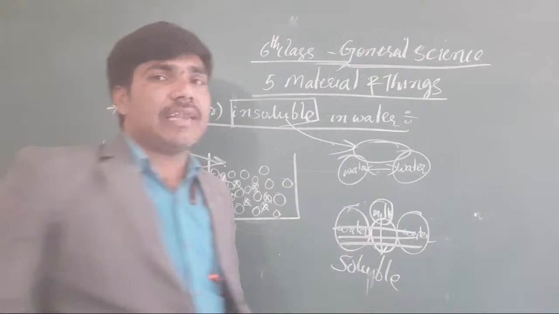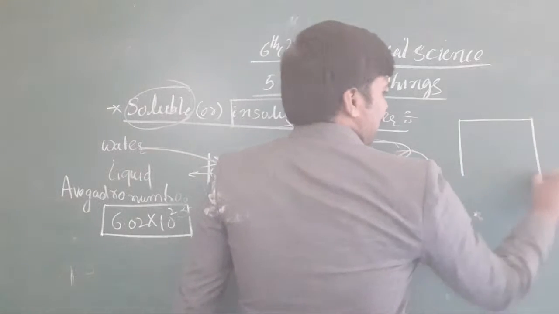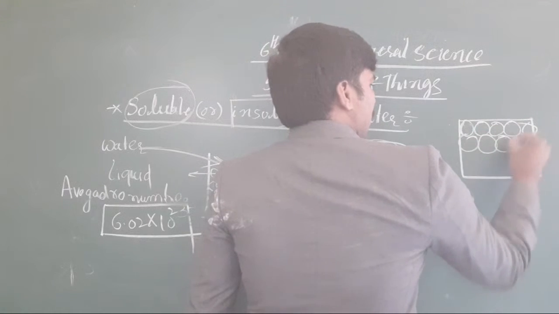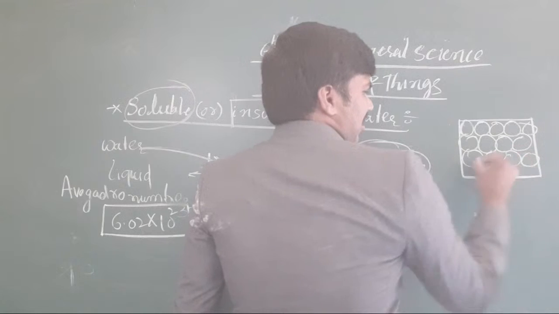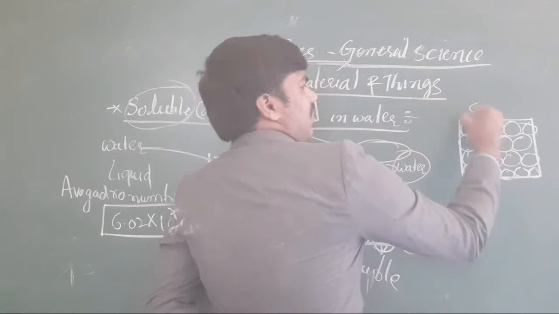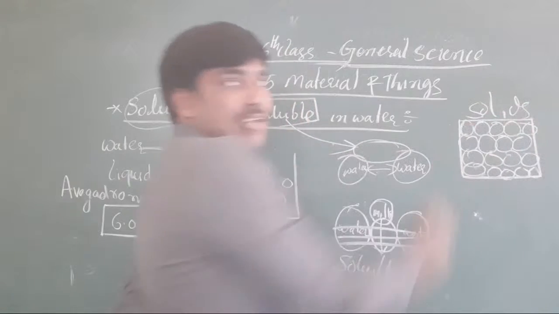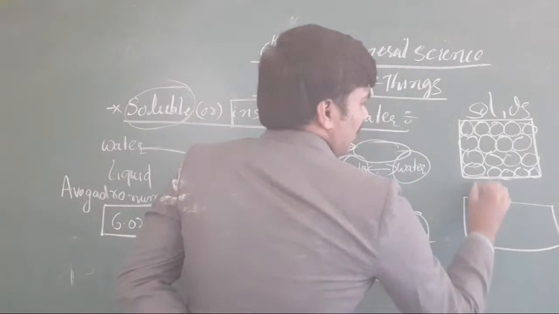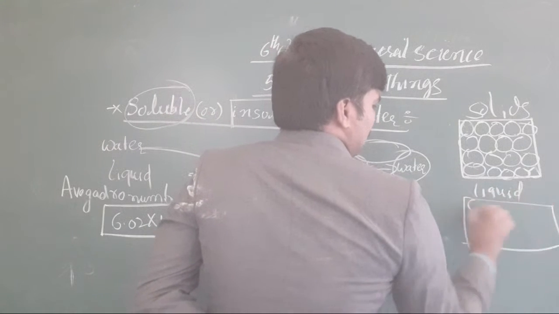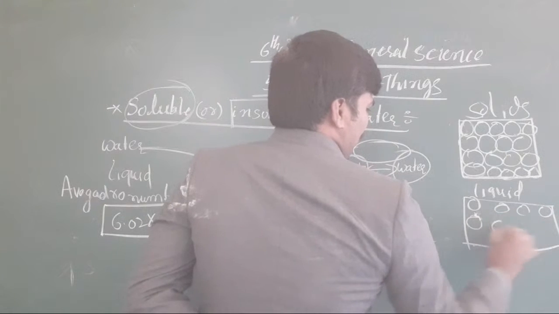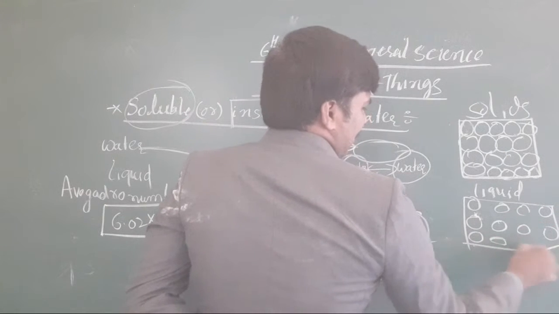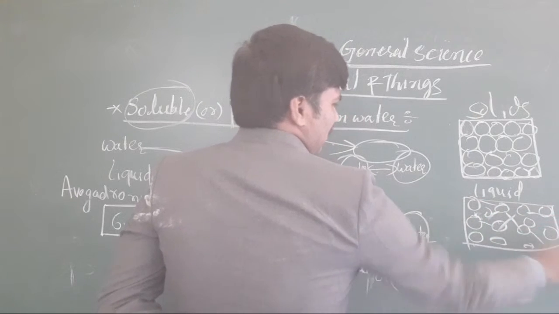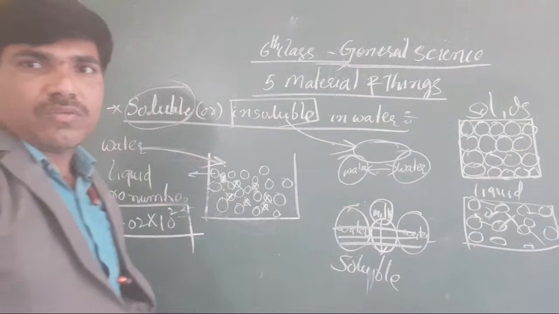When you take solids, the particles are arranged very near to each other. Is there any space in solids? No space. Now when you take a liquid, somewhat of a space is there. In liquids, this is the space, this is the space, this is the space. Somewhat of a space is there.